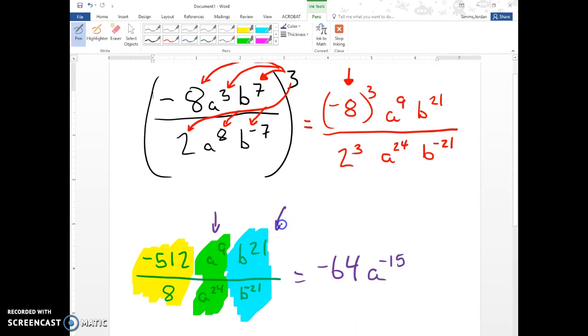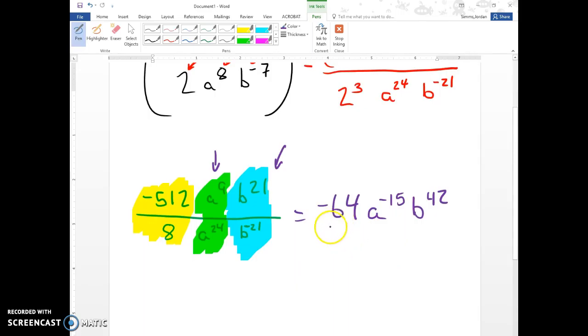And then when we look at our b's here, we're going to have 21 minus -21. So that's going to be b to the 21 minus -21. That's like a double negative, right? 21 minus -21. So plus plus, that's going to be b to the 42. B to the 42. Okay?